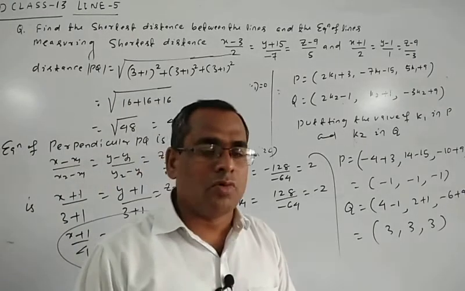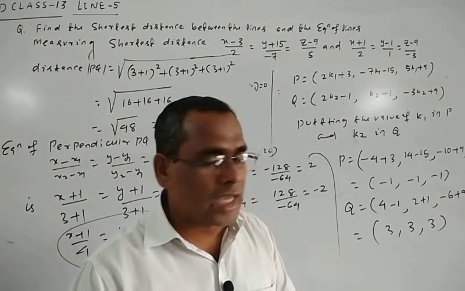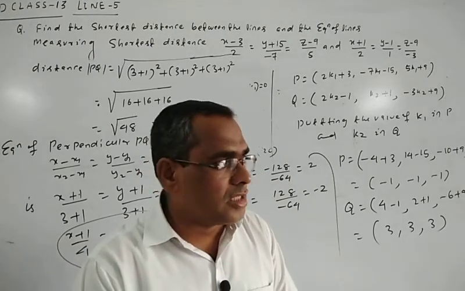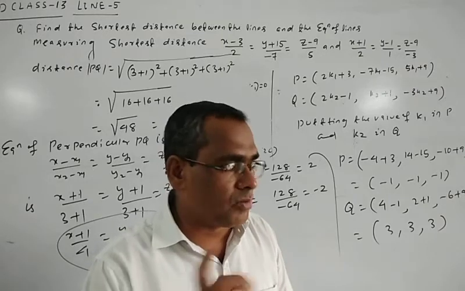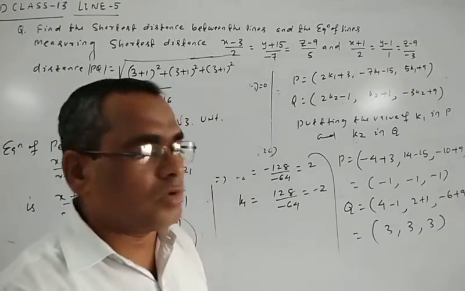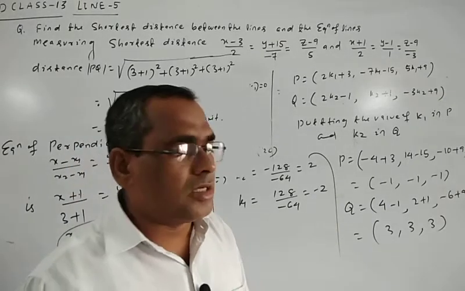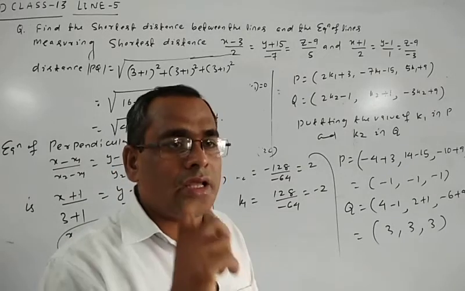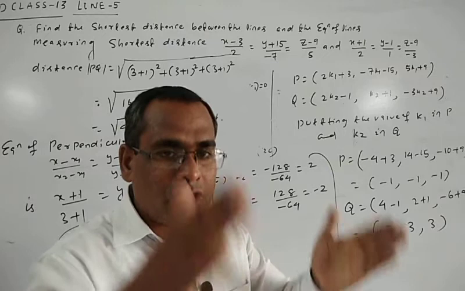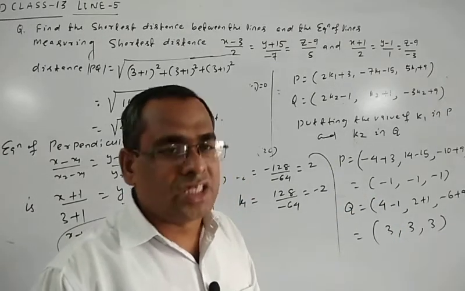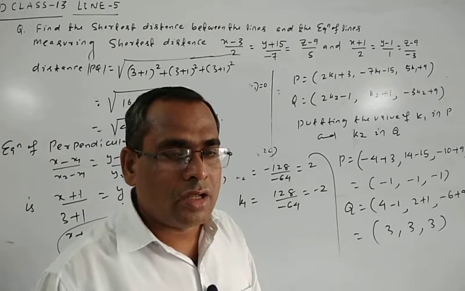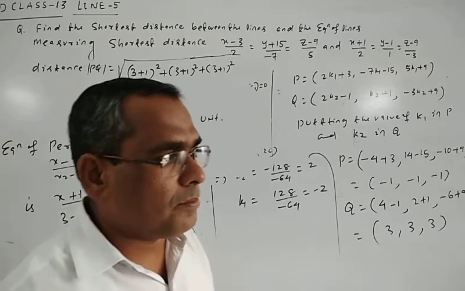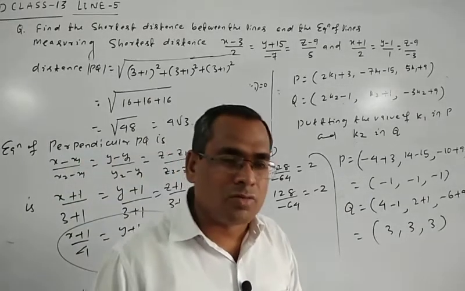But if we ask what will be the shortest distance between two skew lines, then in such a case we can also use the formula for the shortest distance between two lines. The formula will be the determinant of x2 minus x1, y2 minus y1, z2 minus z1, a1 b1 c1, a2 b2 c2, modulus of the determinant, whole divided by root of b1 c2 minus b2 c1 whole square plus a1 c2 minus a2 c1 whole square plus a1 b2 minus a2 b1 whole square.